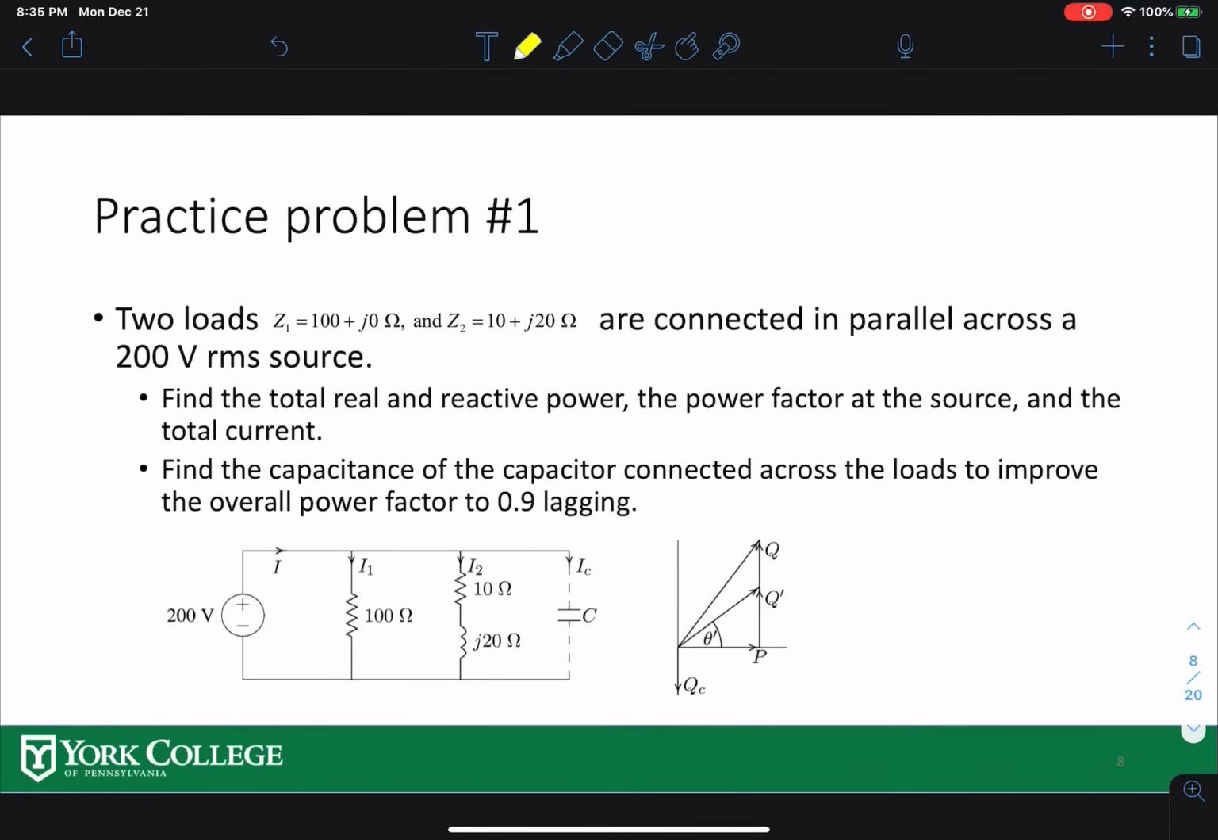We're going to do this problem in the class to show you how it's done. I'm going to see you in another video for this lecture, which is complex power flow. So we're going to stop here for the power factor correction.